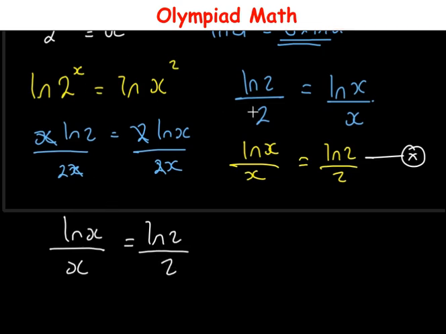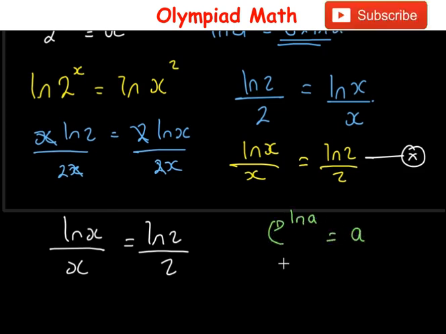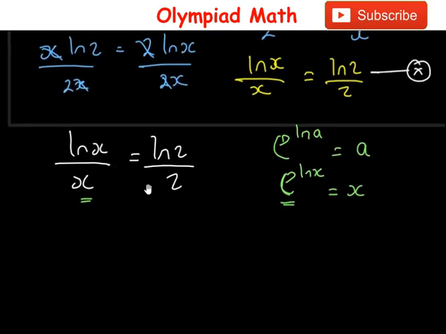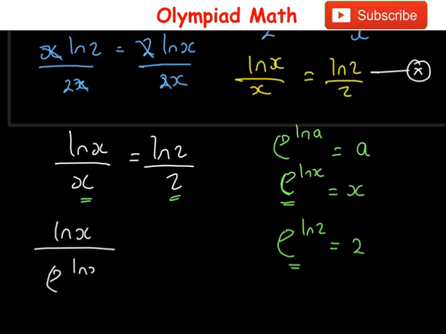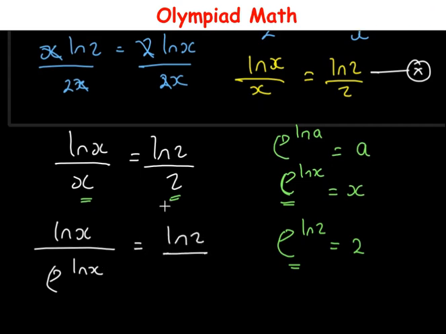And from here, right, if you have e raised to power ln a, this equals a. So if you also have e raised to power ln x, this equals x. So therefore, in place of x right here, we can introduce e raised to power ln x. Same thing also, in place of 2, we can write 2 as e raised to power ln 2. So the equation then becomes ln x over e raised to power ln x equals ln 2 over e raised to power ln 2.